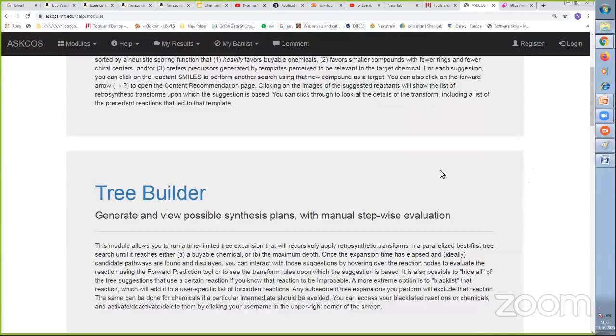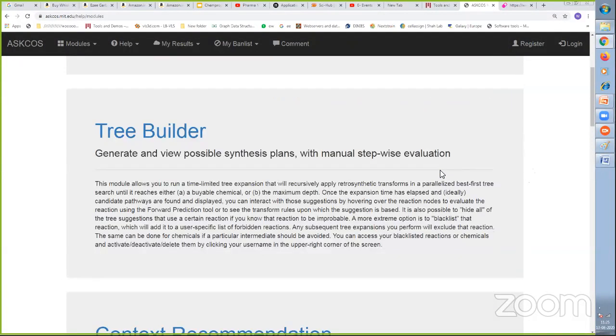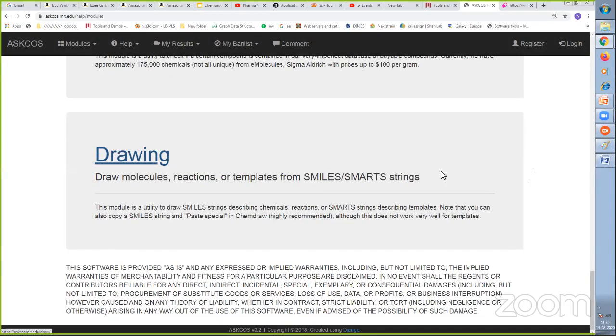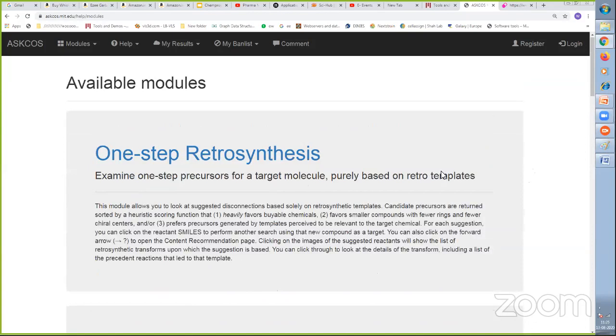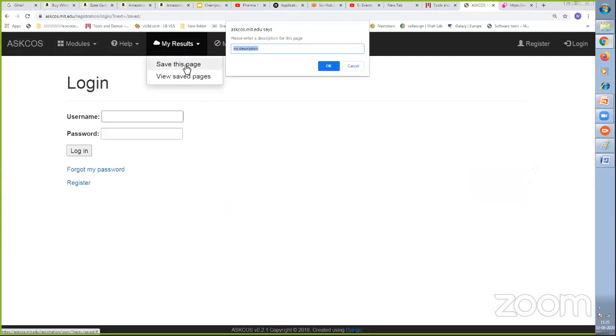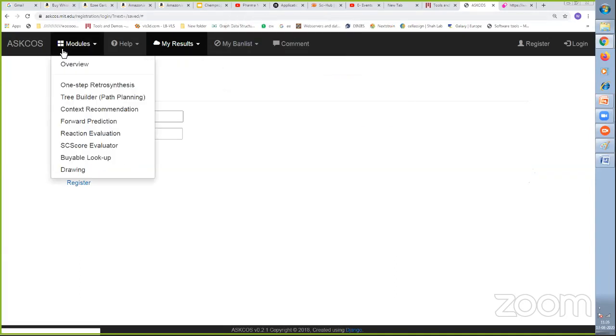Okay. So they have got a tree builder also, where you can have several possible parallel reactions happening, and you can choose which one is the best. Okay. So these are all available. The entire thing is available actually on GitHub. Okay, so you can go to GitHub and see the results. I think to log into the site, we need MIT credentials. Okay. This is for their own group.